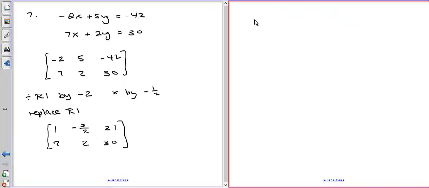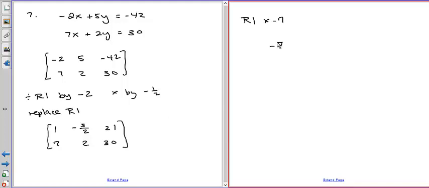The next thing we're going to do is take row 1 and multiply by negative 7. I'm going to do these separately. What we're trying to do is get negative 7 here, and then we can add it to row 2. So let's do this first: row 1 by negative 7.